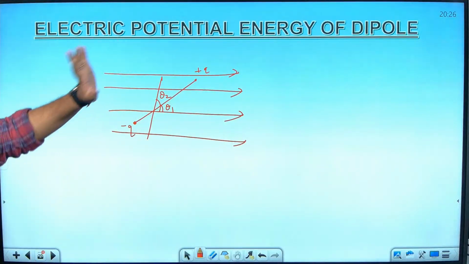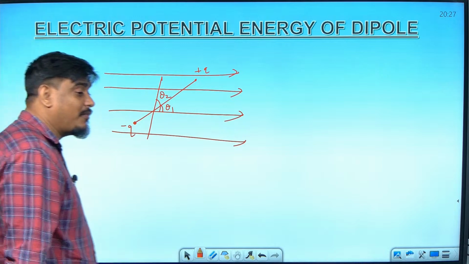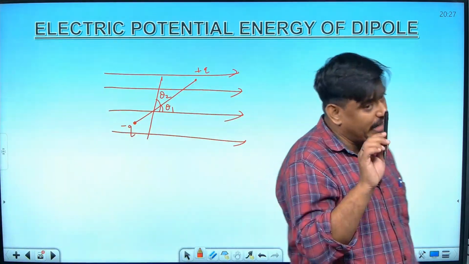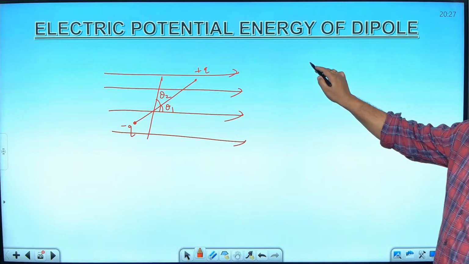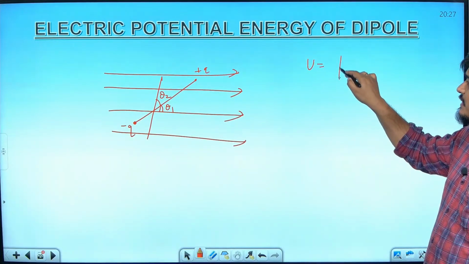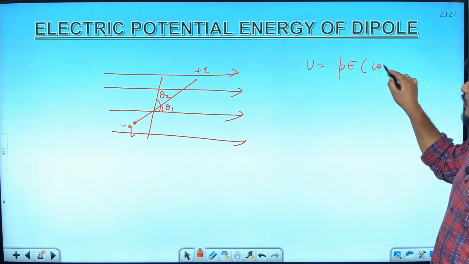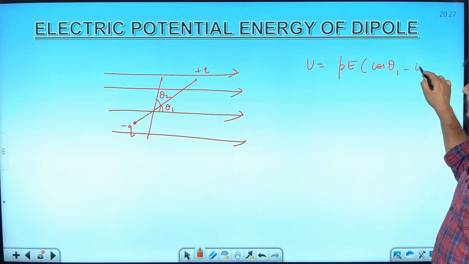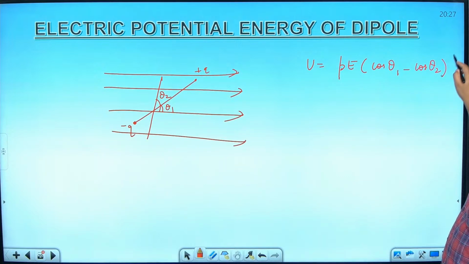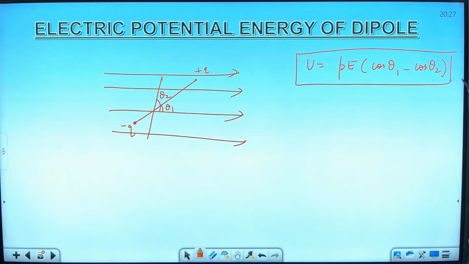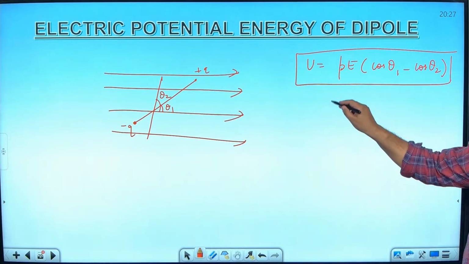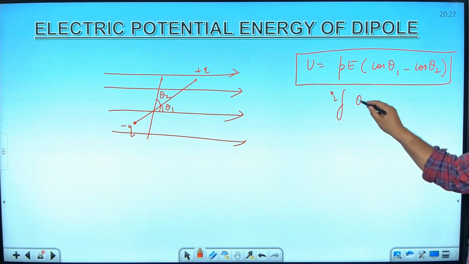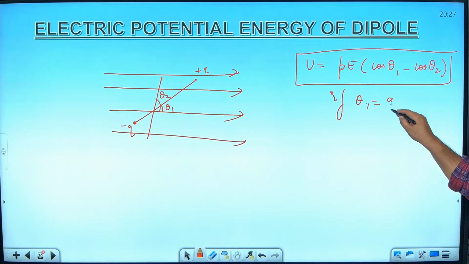Electric potential energy of a dipole when it is rotated from theta 1 to theta 2. If you derive it, you will get the value of potential energy stored, U is equal to, anybody remembers this? It is PE (cos theta 1 minus cos theta 2). Never forget this main formula. If we assume theta 1 is equal to 90 degrees, why are we taking it like that? Because that is the point of maximum torque, isn't it? When theta is 90 degrees, tau is equal to PE sin theta, and sin 90 is 1.